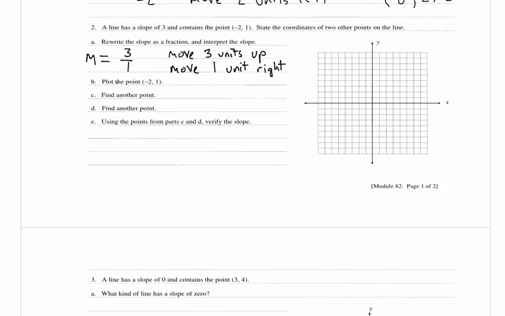In B, it says plot the point (-2, 1), which I'm going to call point A. So we go 2 to the left and 1 up from the origin, and we have point A.